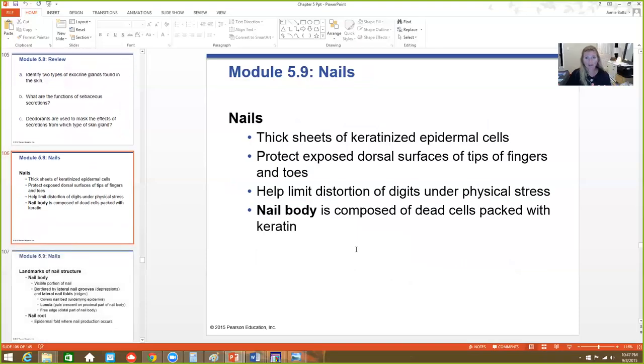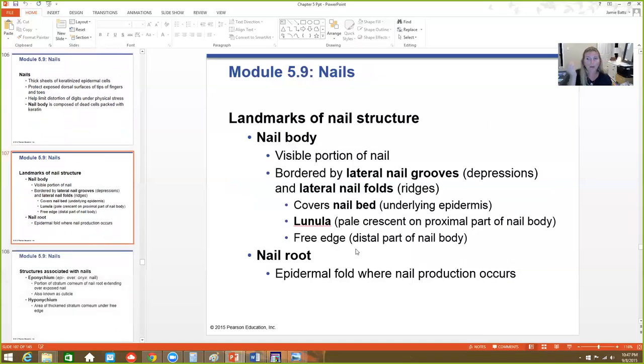Now we get to nails. These are thick sheets of keratinized epithelium. You have the nail body, which is all of those dead cells packed together with keratin. So the nail body is what you see of your nail. There's lateral grooves on either side, kind of setting your nail into the skin a little bit. The lunula is that pale half moon shape at the proximal end of the nail body, and then you have the free edge, which hangs off. Mine are pretty short and wimpy, so I don't have much of a free edge.